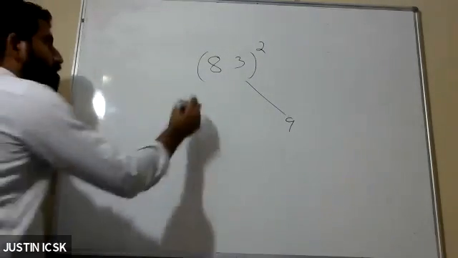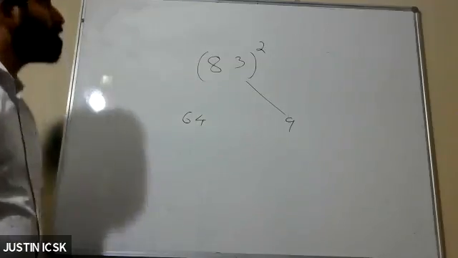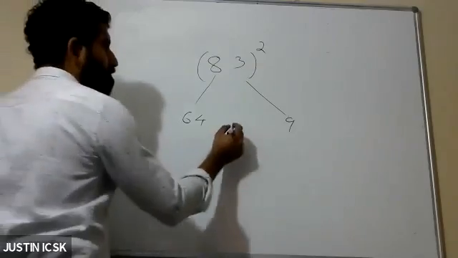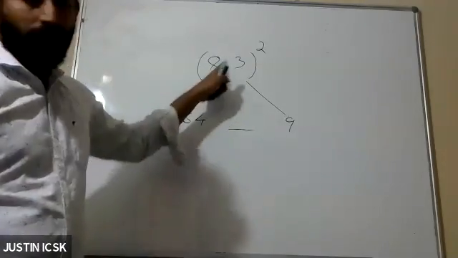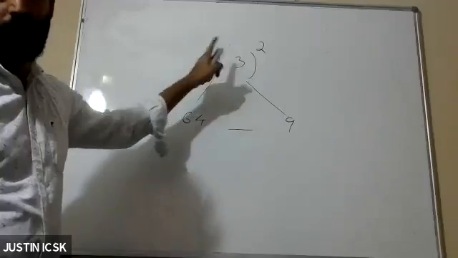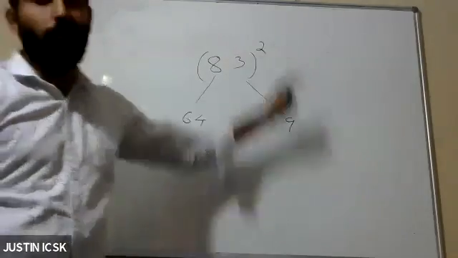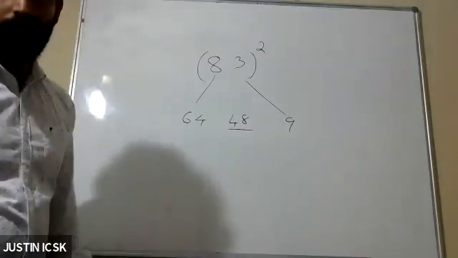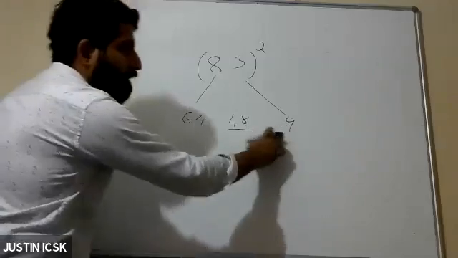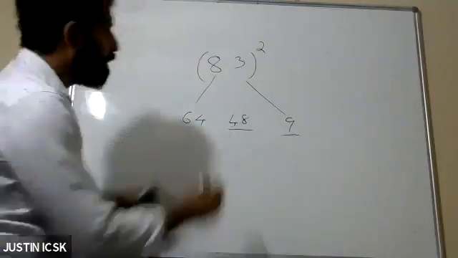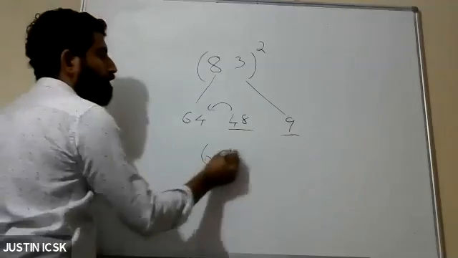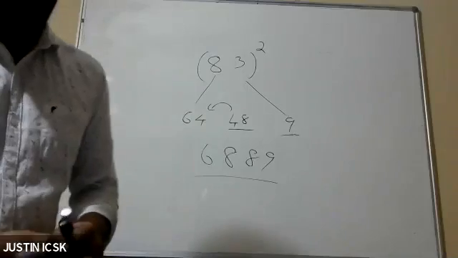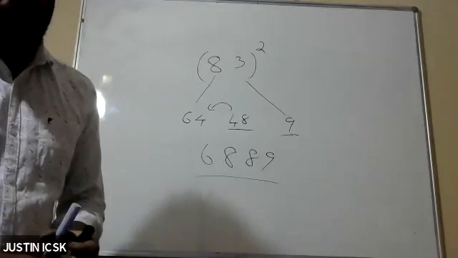9 and 64. 8 threes are 24. 24 double, 24 double is 48. Here nothing to carry. Here you should carry 4. So 6, 8, 8, 9.